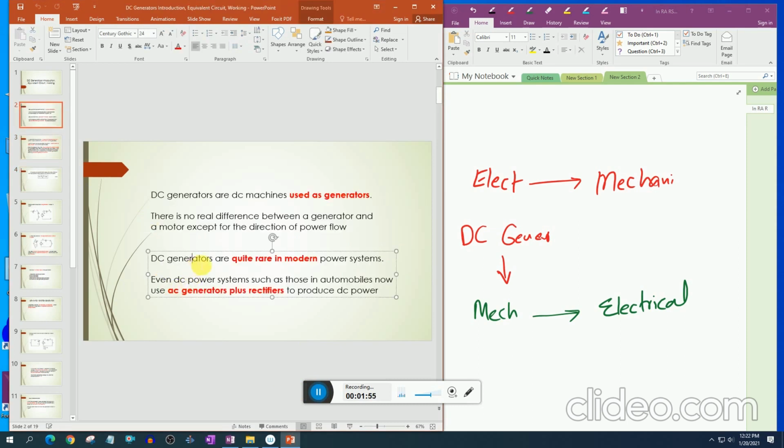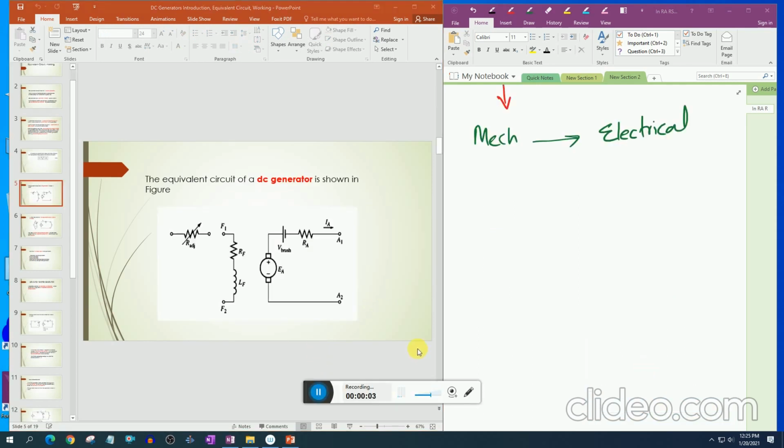DC generators are quite rare in modern power systems. We do not find them everywhere. Because of the invention of power electronics, as we already studied in the previous lecture, even systems where DC power is required, such as those in automobiles, now use AC generators plus rectifiers to produce DC power. So these rectifiers and inverters reduce the number of DC generators in a power system and in the electrical market.